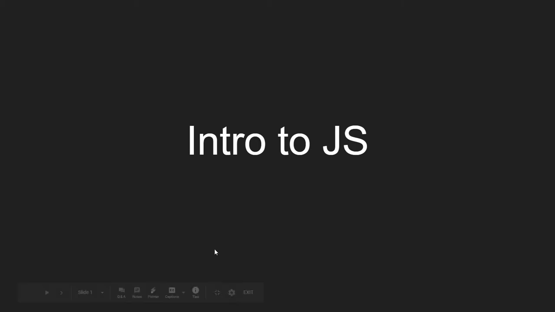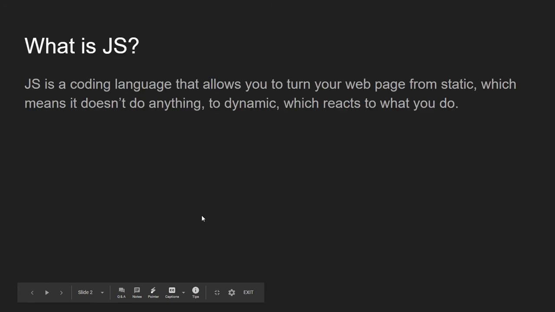So we're going to be learning JS today, and JS is a coding language that allows you to turn your static web page, i.e., a web page that doesn't do anything, into a reactive web page, which is a web page that can change depending on an input. It can give you an output depending on an input that you have.